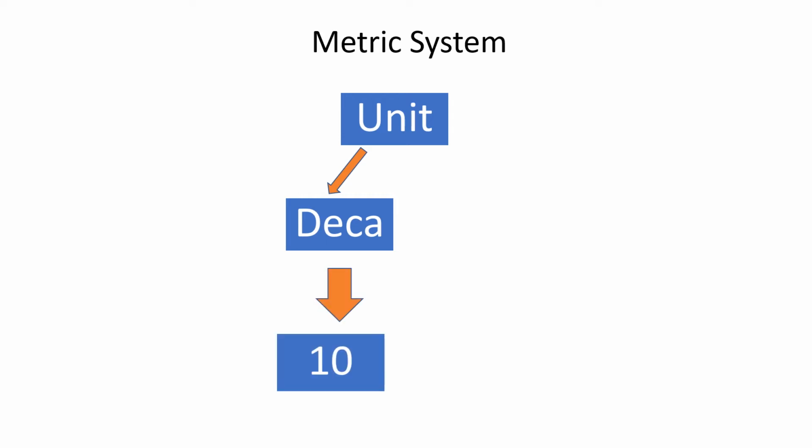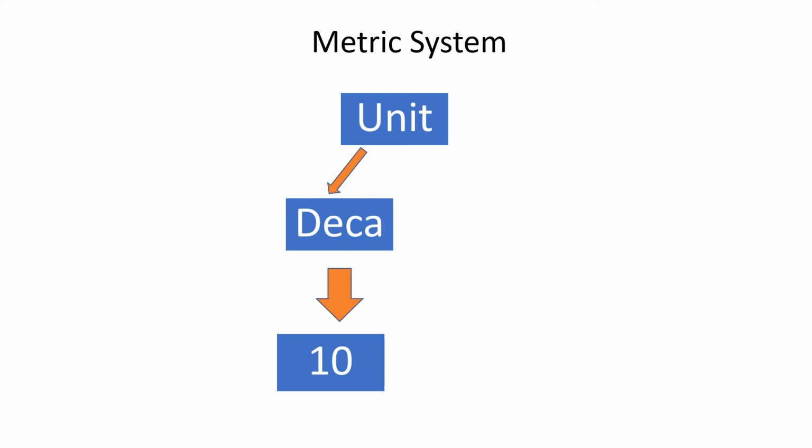So let's see what the basics of the metric system are. We are going to spend a lot of time on this slide, as this is a building block for you to understand the remaining lectures of chapter 3 of your textbook. Say for example, this is the unit, and by unit it can be a meter, a centimeter, a gram, it can be anything. By unit I mean 1, and from unit I'm going to go to deca. If you want to go to deca, you need to multiply the unit by 10.